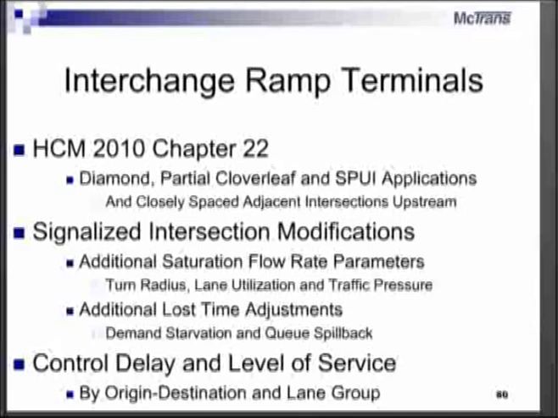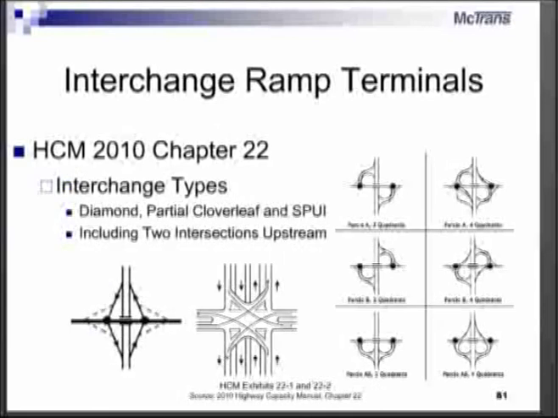For demand starvation and queue spillback was implemented in interchange ramp terminals. This is the one chapter that does not give you an interchange level of service. You get level of service for a series of origin destination pairs instead, and I'm not sure why we don't consolidate that, but we don't.